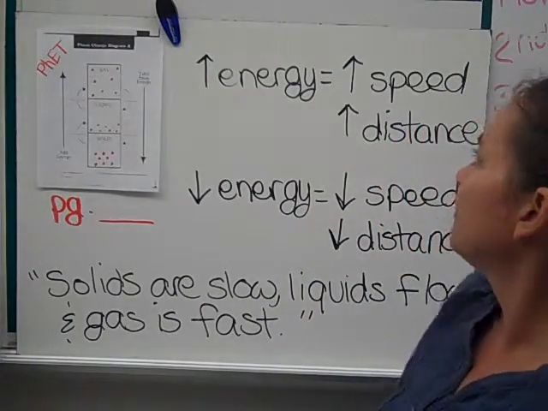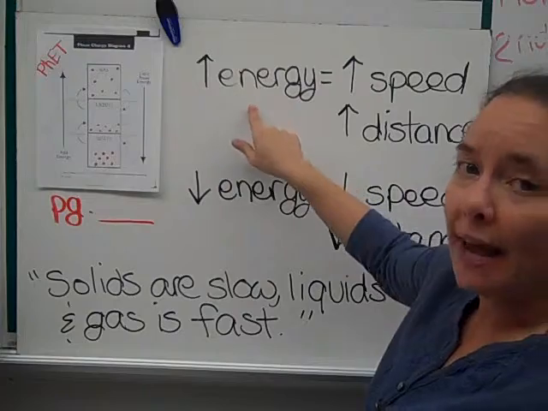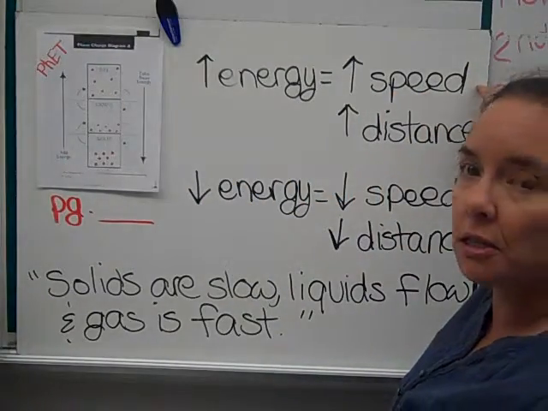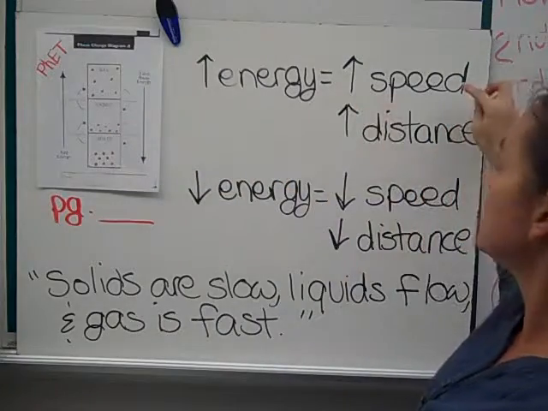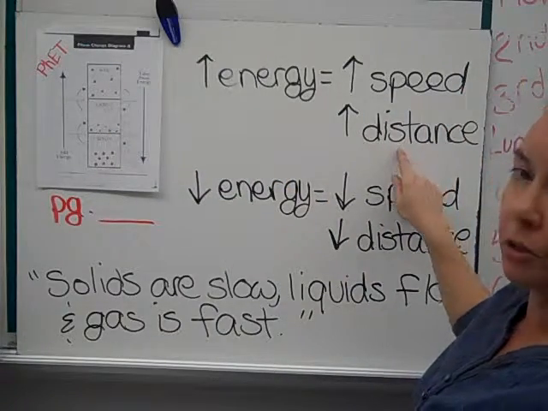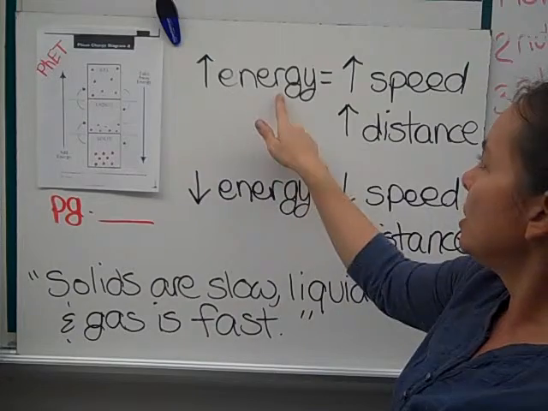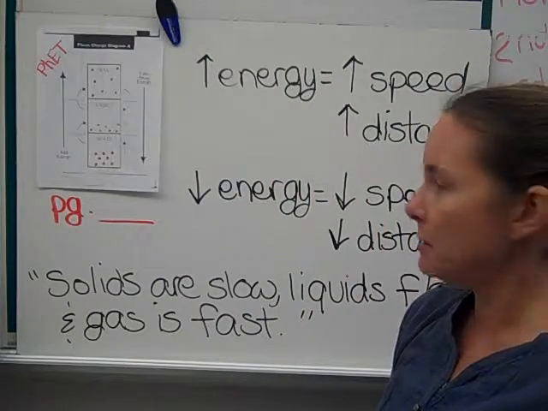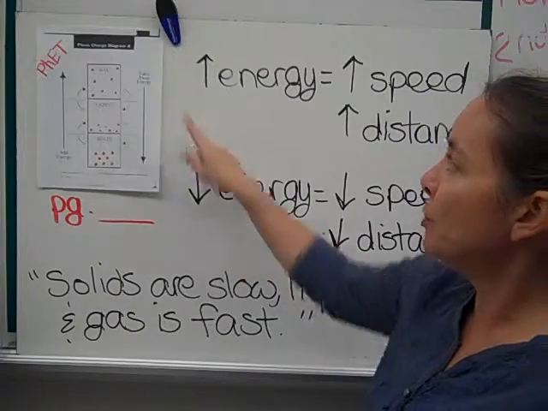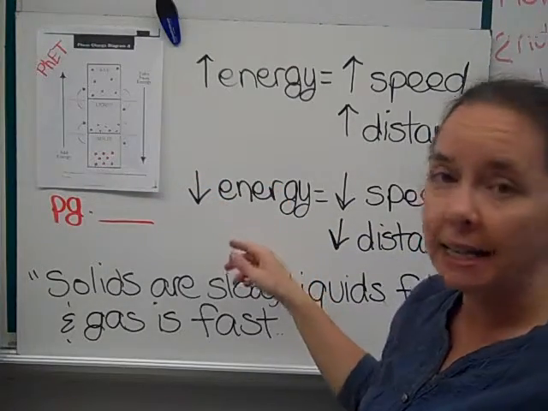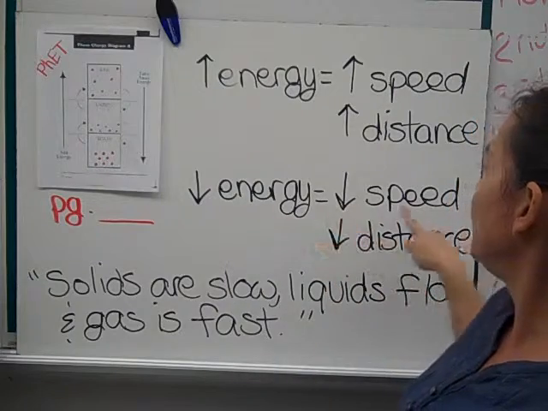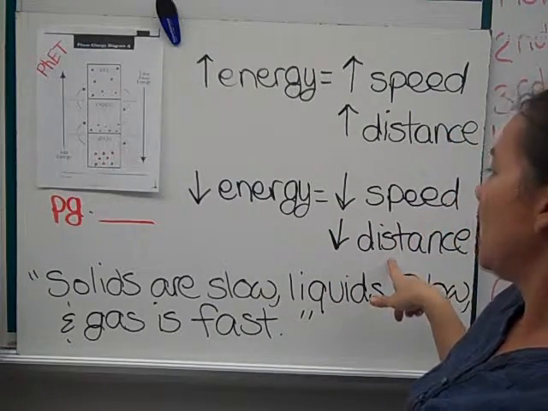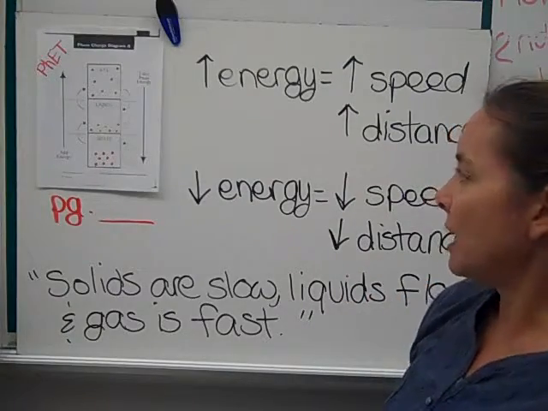It's also on Blackboard. So this shows that as you add energy, more energy causes the molecules or the atoms in a substance to speed up and get further apart. So more energy equals more speed and more distance. As you remove energy, okay, which is heat in this case, the particles slow down, so you have less speed, and they get closer together. And I think you guys know this.